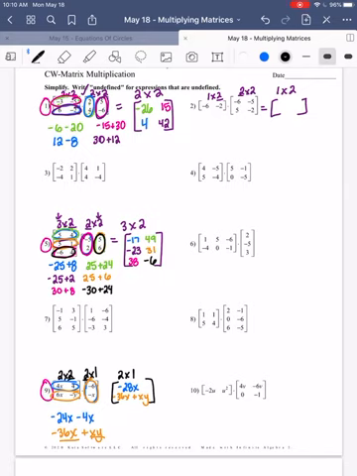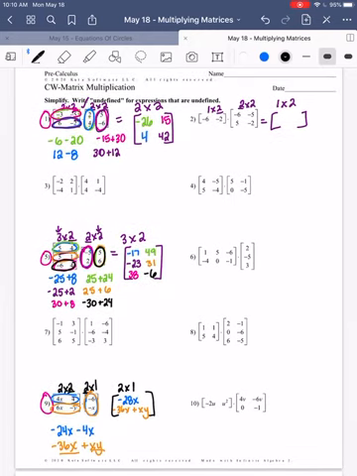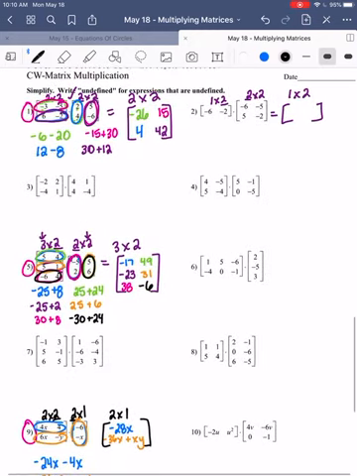I want you to try 1, 2, 3, 4, 5, 6, 7 more, and I'll give you a really big hint. There are only 2 that are undefined or impossible, so that means you're only really going to have to do 5 multiplying problems, okay? So I want you to send me 2, 3, 4, 6, 7, 8, and 10 through email or Remind when you get done, and try your best.